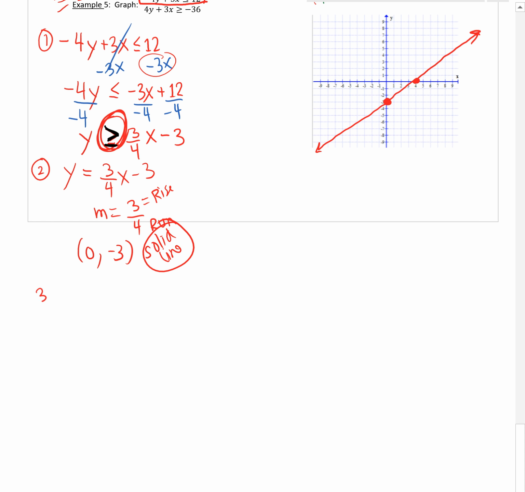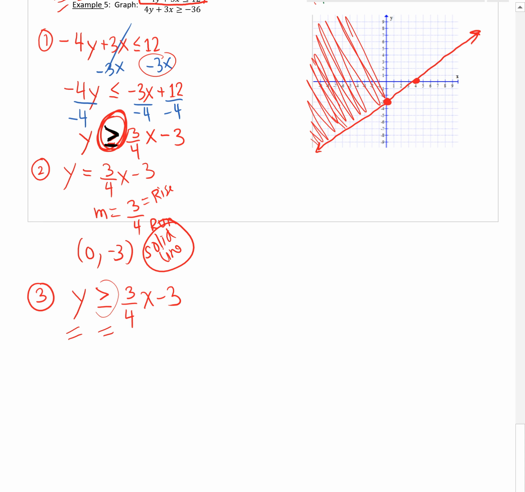Alright, the last part of this inequality is I'm going to look back. Once I solved for y, it looked like y greater than or equal to 3/4 x minus 3. The inequality is a greater than, so I'm looking for where the y values that are greater are. Well, the y values that are greater on the y-axis are upward. Those are the larger y values, so I must want to shade above the line. There we go, that looks good.